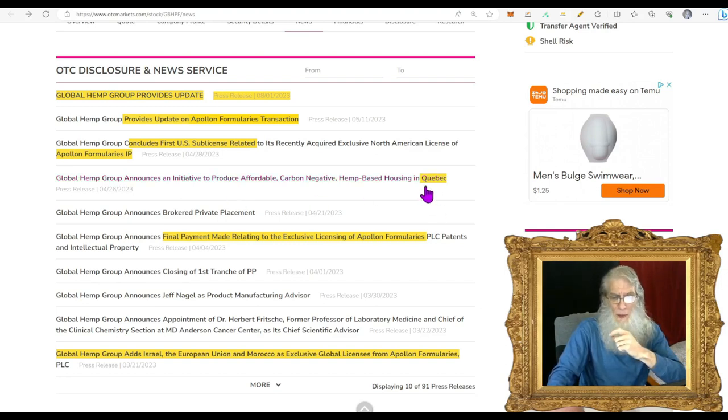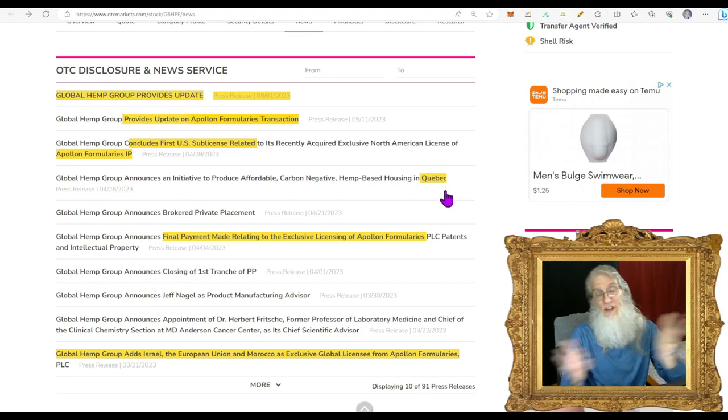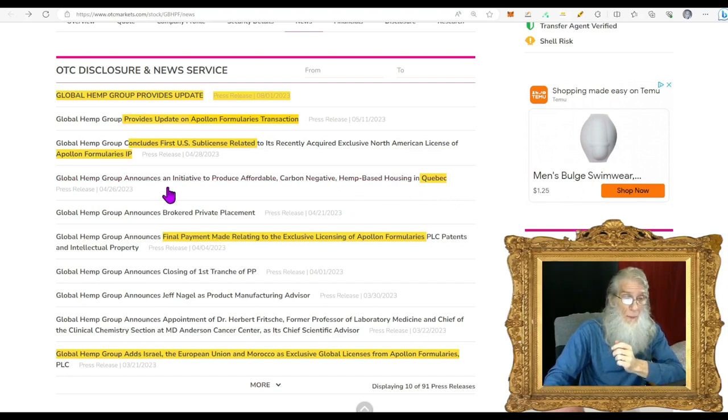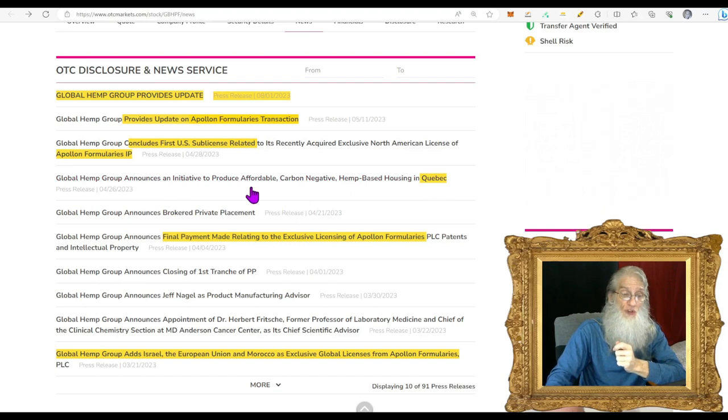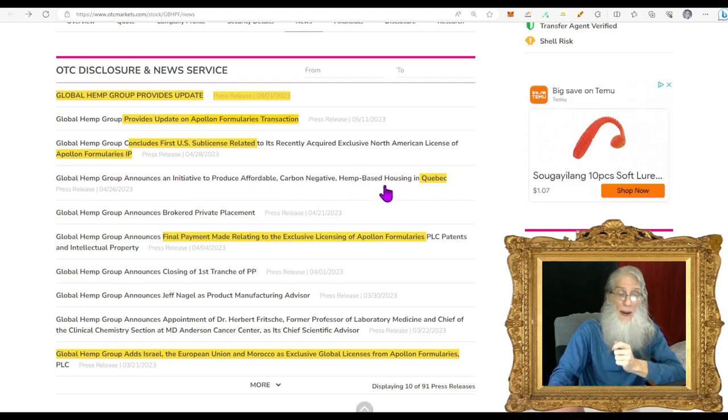Now, we got another big piece of news here that just didn't pan out. The company announces an initiative to produce affordable, carbon-negative hemp-based housing in Quebec. This was being done through a grant, and they had to qualify for it, and there was just a lot of competition, and they didn't win. So the one piece of news I do want to jump into is this update. It gives us all the updates for everything we've just been talking about.